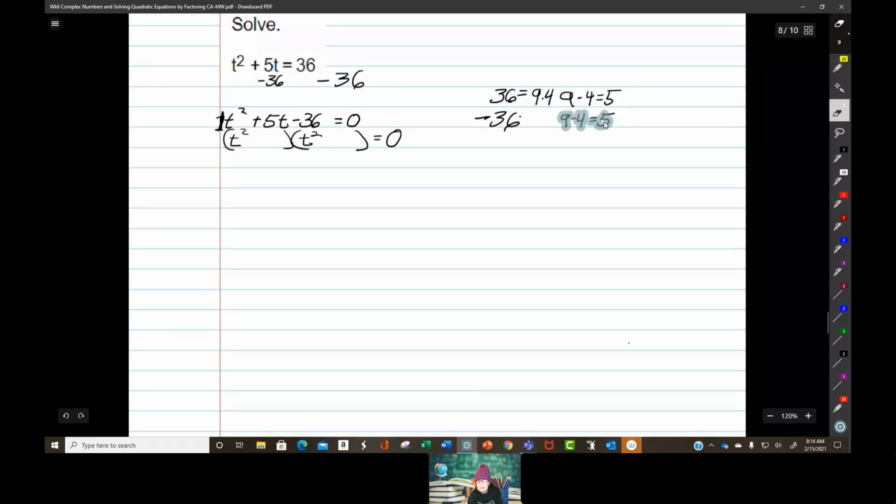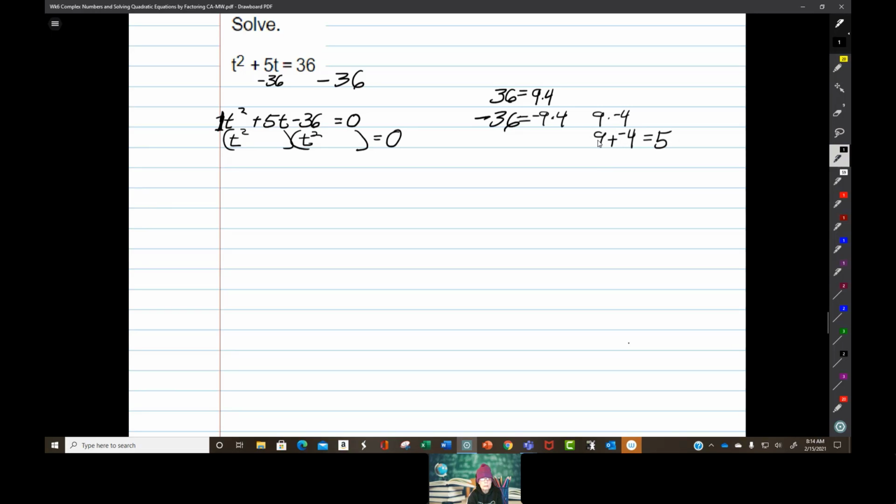And what that means is that one of these numbers is going to be negative. So I can have negative 9 times positive 4 and positive 9 times negative 4. And look at this, positive 9 plus negative 4 equals positive 5. So those are the two numbers I want.